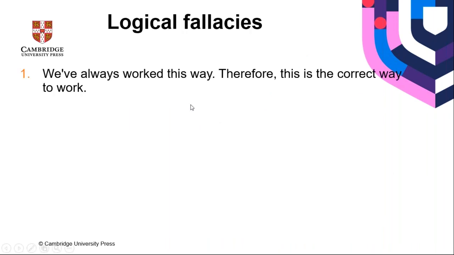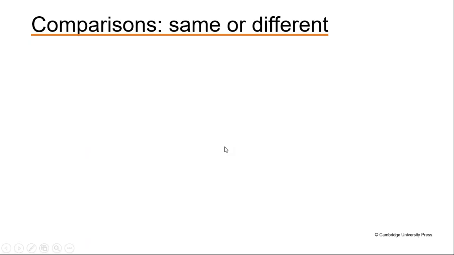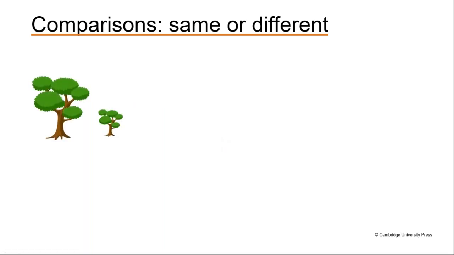How all this works with young learners. Let's look here, comparisons, same or different. If we look at this picture, maybe some of you who took part in my webinars have seen this task, but anyways, it goes here to understand which order and how we can apply critical thinking and other thinking skills to different tasks. So here we can see that one tree is big, one tree is small. What is the same and what is different?